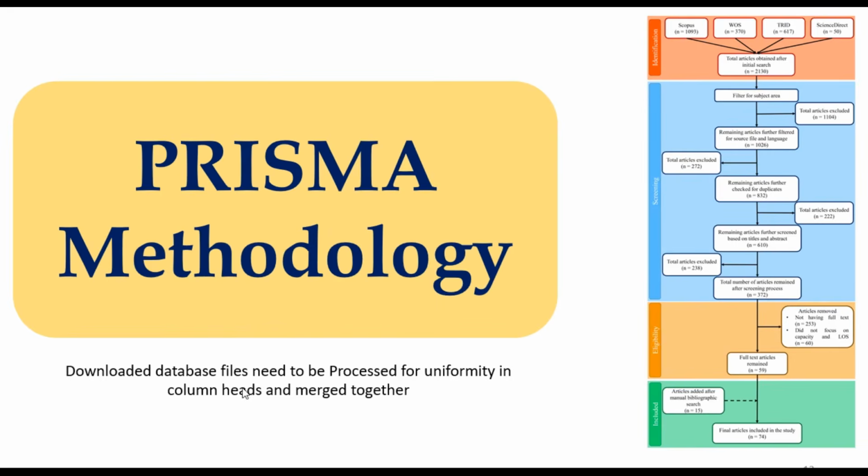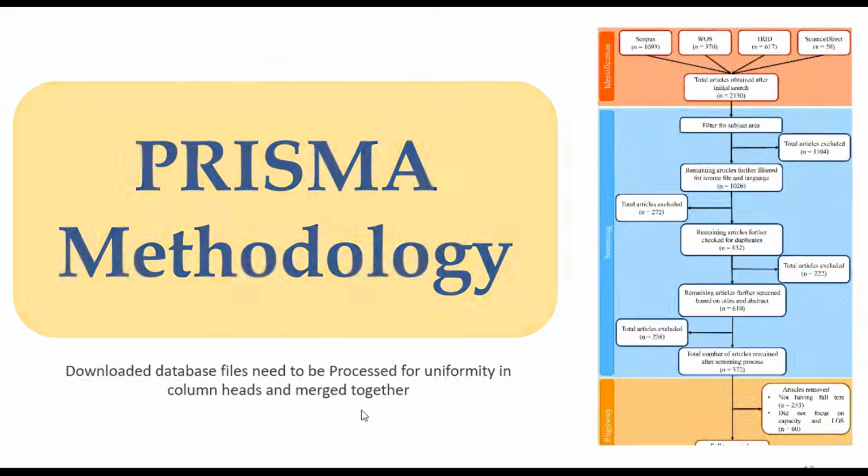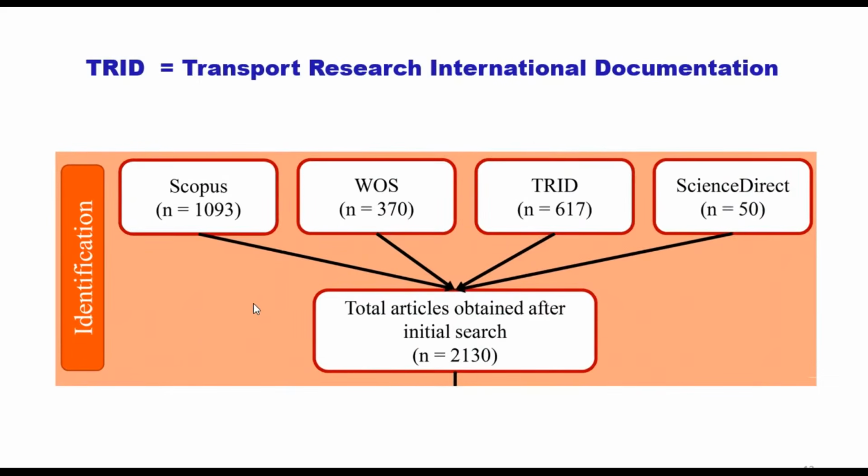Downloaded database files need to be processed for uniformity in column heads and they are to be merged together. Let us say, for example, in this case you have 4 databases: Scopus, Web of Science, TRID, that is Transport Research International Documentation, and Science Direct. Out of these four databases, you have a total of 2130 articles. Now these 2130 articles you have exported to the Excel sheet. Now the next step is to merge all the data sets into a single worksheet.